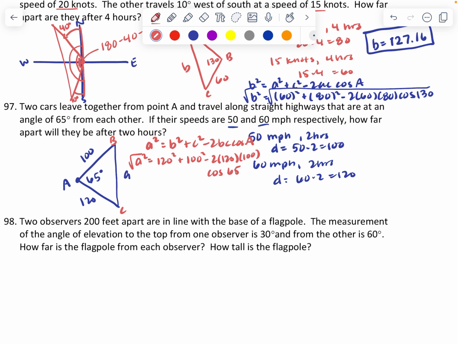And I'm going to go ahead and square root this thing again and plug that in just the way I see it. So you're going to have the square root of 120 squared plus 100 squared minus 2 times 120 times 100 times the cosine of 65. And for this one, I got 119.4 miles.